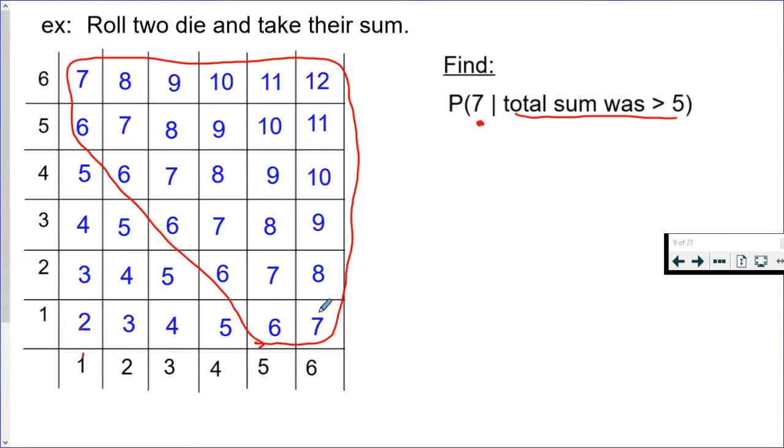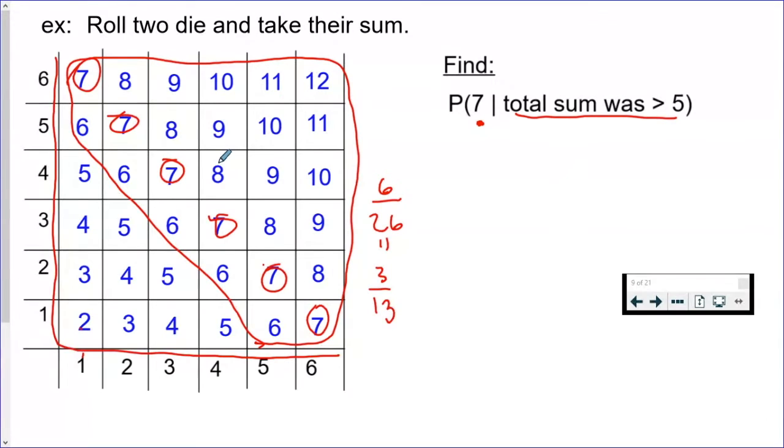Well, how many 7s do I have here? I have 1, 2, 3, 4, 5, 6. 6 out of how many? Well, I have 1, 2, 3, 4, 5, 6, 7, 8, 9, 10, 11, 12, 13, 14, 15, 16, 17, 18, 19, 20, 21, 22, 23, 24, 25, 26. So I have 26 options that I circled. So just from this diagram, I have 6 out of 26. Remember, 6 7s out of 26 total in the space that I circled. Everything here is greater than 5. That reduces to 3 over 13.